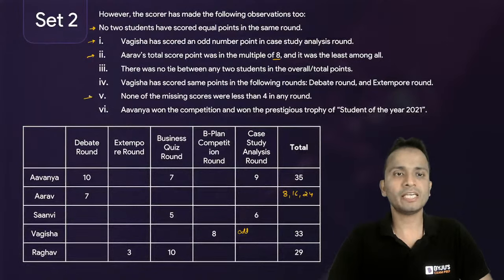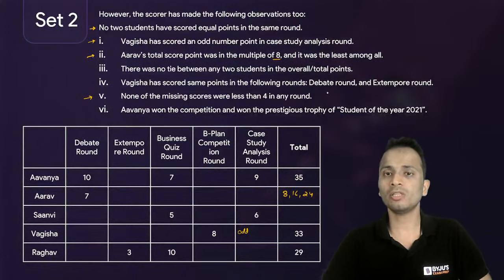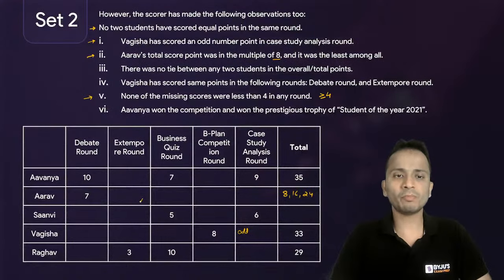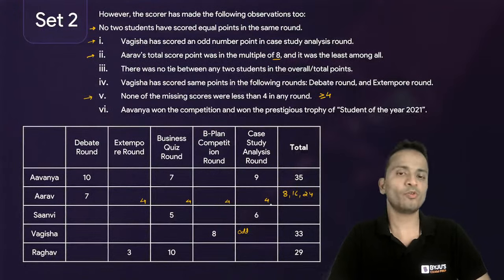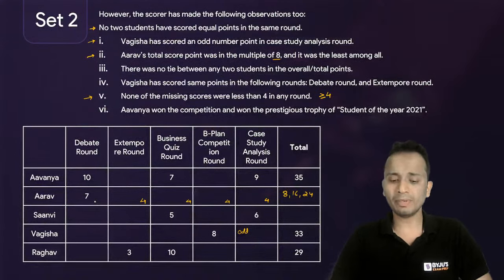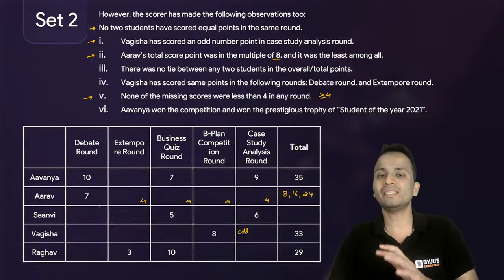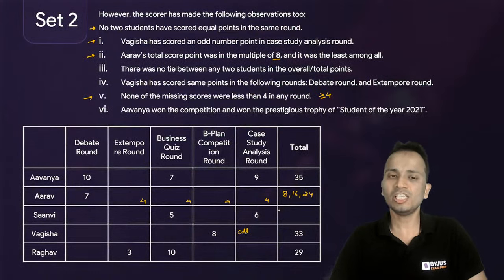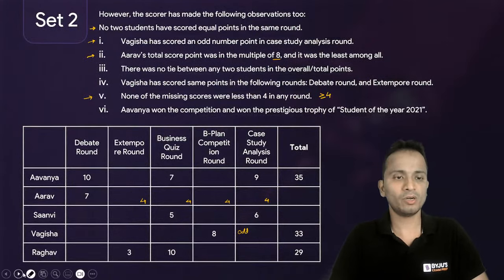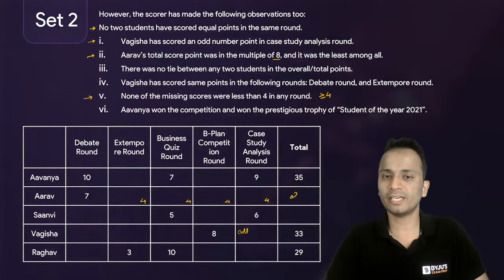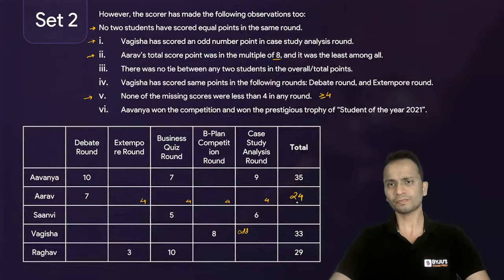Now, if you read statement number 5, it says that none of the missing scores were less than 4. So all the missing scores should be either greater than or equal to 4. So if I put minimum 4, 4, 4 and 4 here, 4, 4, 4, 4 is 16, 16 plus 7 is 23. So minimum it should be 23. It cannot be less than 23. So 8 and 16 cannot be these values. Okay, so it has to be 24. Almost all of you are absolutely correct. So this number will be 24.